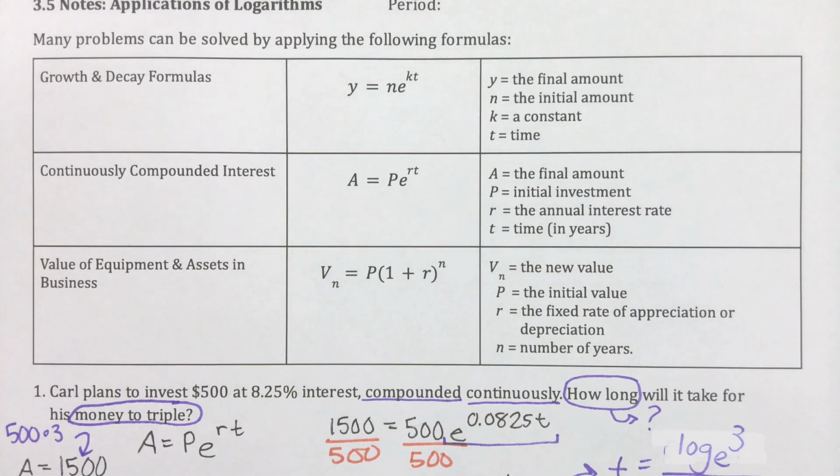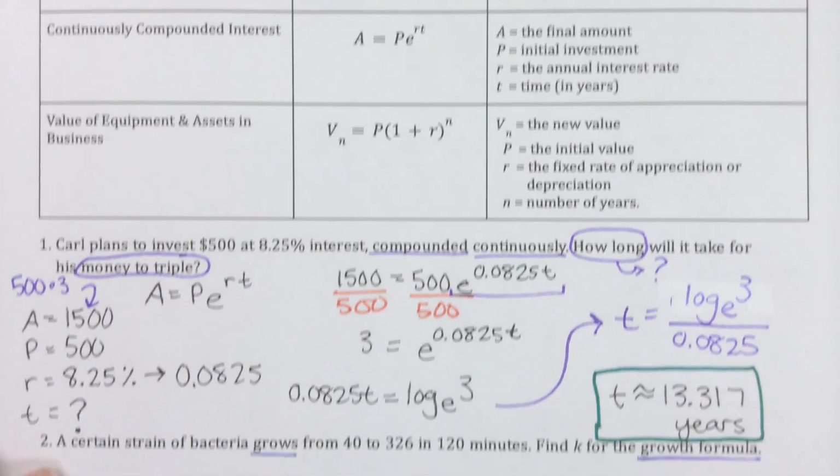The third formula can refer to an increase and decrease as well, but the third formula really deals with property, so houses, cars, boats, even laptops. Whereas growth and decay really refers to populations of things. It can be bacteria, it can be animals, it can be human population, things like that. So more likely than not, you're going to be using growth and decay formula.